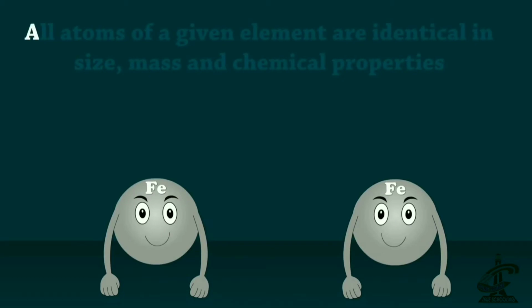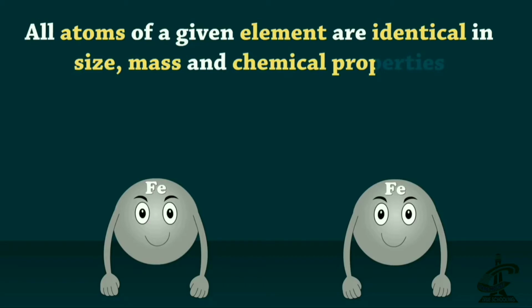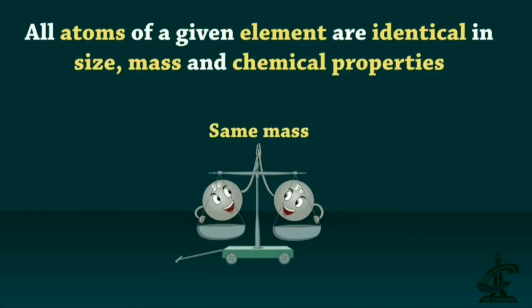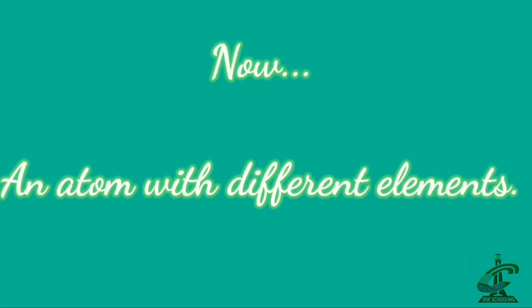Now students, there are some elements. Now let's see, are they equal in size or not? These are same elements, students. And remember this, an atom with same elements always has same size. Now check the mass, and yes, as you can see, they have same mass, means same weight. What it shows? It shows that they both have same chemical properties. We have seen an atom with same elements.